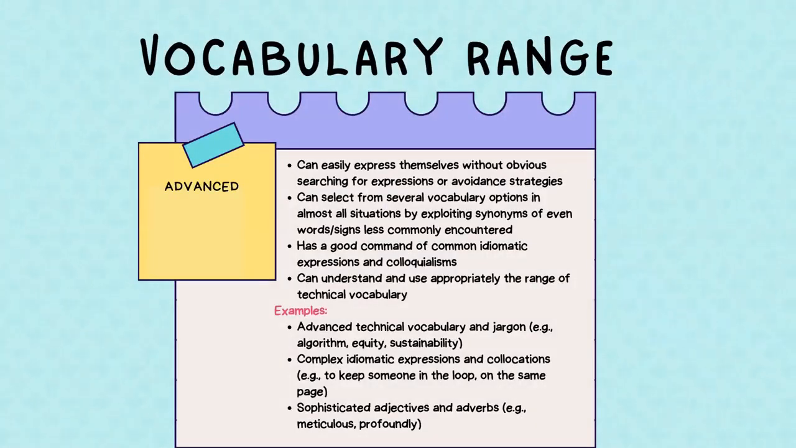Advanced level students can easily express themselves without obvious searching for expressions or any avoidance strategies. They can select from several vocabulary options in almost all situations, and they exploit synonyms of even less commonly encountered words. They have good command of common idiomatic expressions and colloquialisms, and they can understand and use appropriately the range of technical vocabulary. So these are advanced technical terms, complex idiomatic expressions and collocations, and some sophisticated adjectives and adverbs.